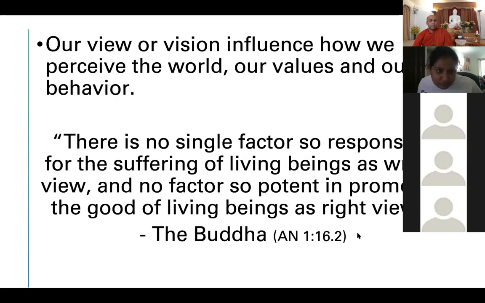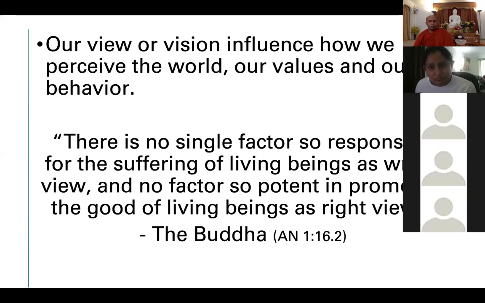And we need to remember that our vision can influence how we perceive the world, our values, and also our behavior. This basic orientation, this view, this general map of reality and the map of the journey, is not insignificant. It's going to influence all our decisions, our choices. And of course, there's a relevant quote from the Buddha in the Numerical Discourses: "There is no single factor so responsible for the suffering of living beings as the wrong view, and no factor so potent in promoting the good of living beings as the right view."